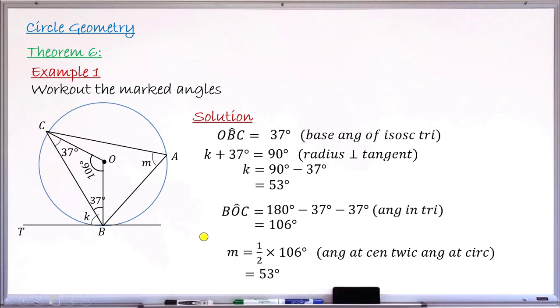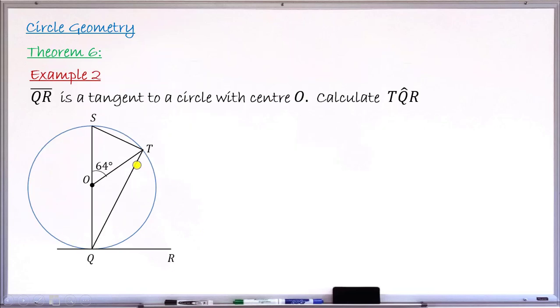Let us move and take another example. Example number 2 says line QR is a tangent to a circle, and that circle has a center at O. This is the circle, so O is the center of the circle. And look at the line QR, it is a tangent. So the question asks us to find the size of the angle TQR. It is this angle that is outside.